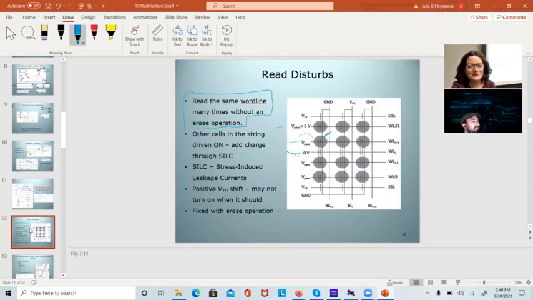Right. And the mechanism that they've named this, for basically turning on the other cells or putting enough energy in them to disturb them, is called SILC, the stress-induced leakage currents, from having this string being read out too many times. It generates a positive threshold shift like we just talked about, and that transistor may not turn on when it should, and you may get errors. Now, the way to fix this is I just erase the whole block and reprogram it and start all over again.